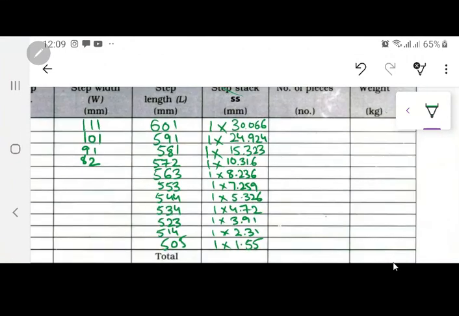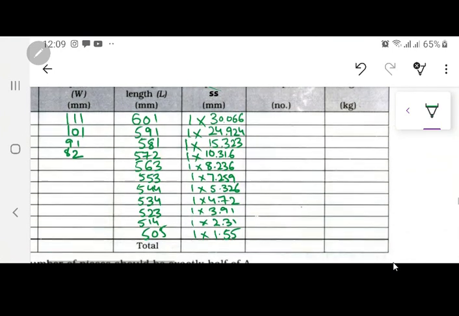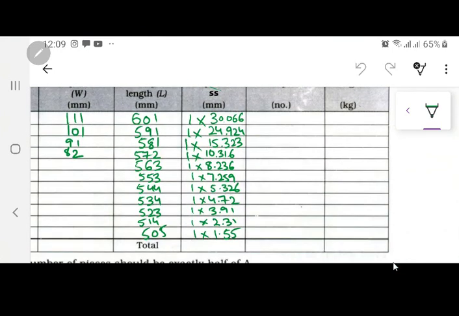Okay. Number of pieces. This time the number of pieces should be exactly half of pieces A. The number of pieces you found for A, it will be the exact half, because this is one side and B is the other side. So what you found in A, it should be the exact half. 112, 96, 60, 40, 32, 28, 20, 20, okay, 16, 12, 8, and the last one.